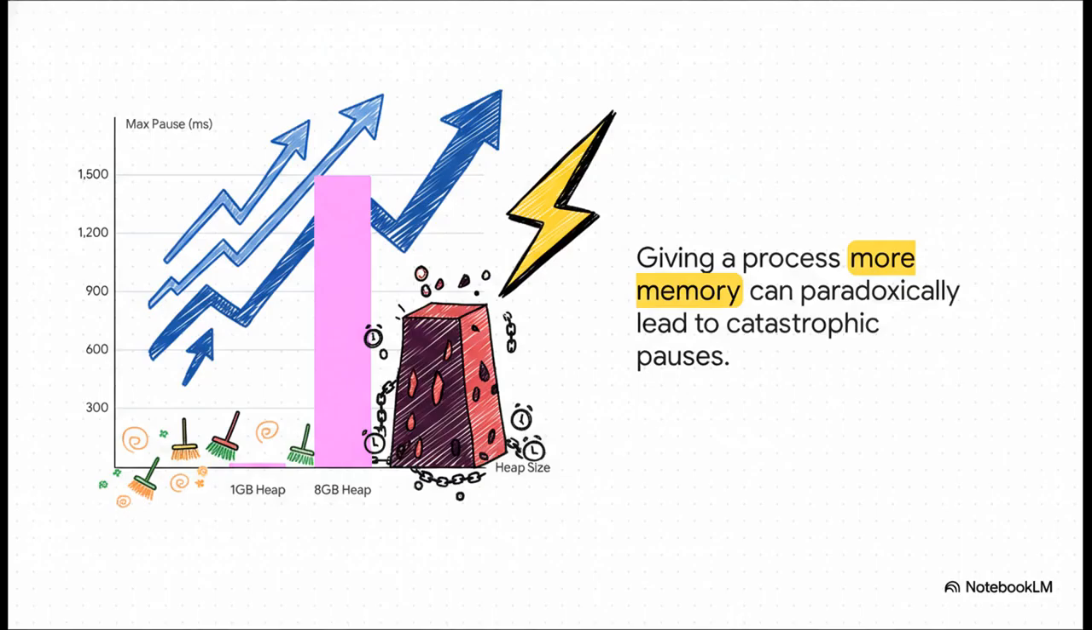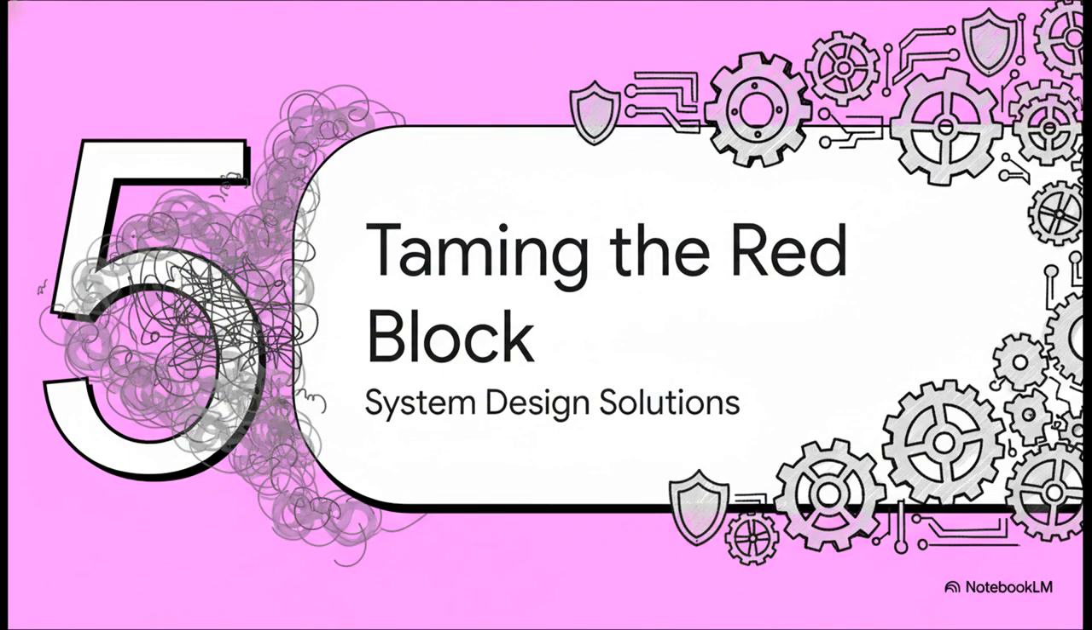And this is where it gets really weird. It's a total paradox. You would think giving a process more memory is always better, right? Nope. In this case, it can make these latency spikes dramatically worse. A small amount of memory forces frequent but tiny little cleanups. But a huge chunk of memory? It lets the process save up all its cleanup work and then pay that debt all at once in a single, catastrophic pause. So, how do you fight a problem you can't even see on your dashboards? How do you tame this red block?